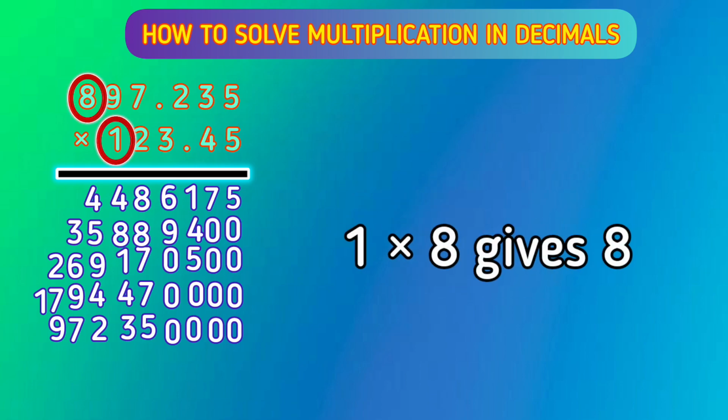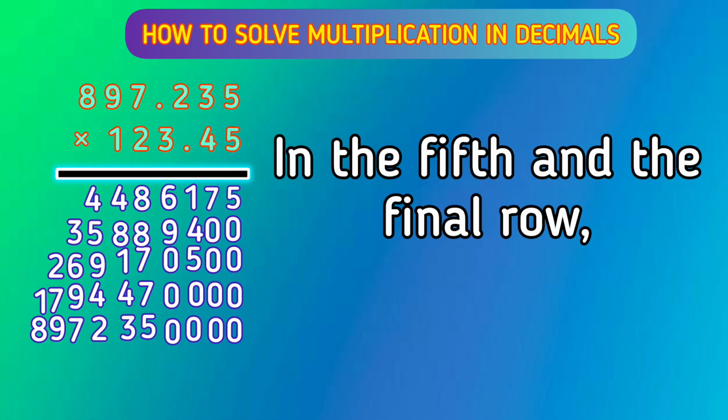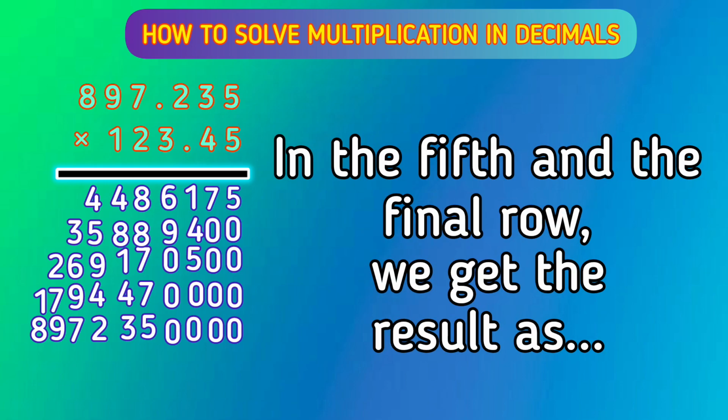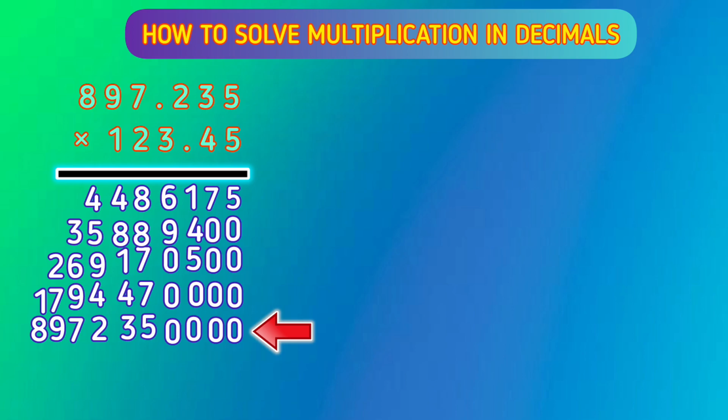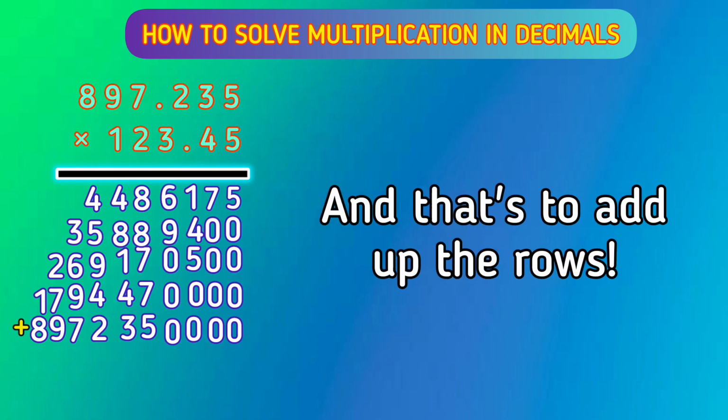And finally 1 into 8 gives 8. Keep 8 in the answer. And excellent! In the fifth and the final row, we get the result as 8,972,350,000. Now you know what to do. Yes, and that's to add up the rows.